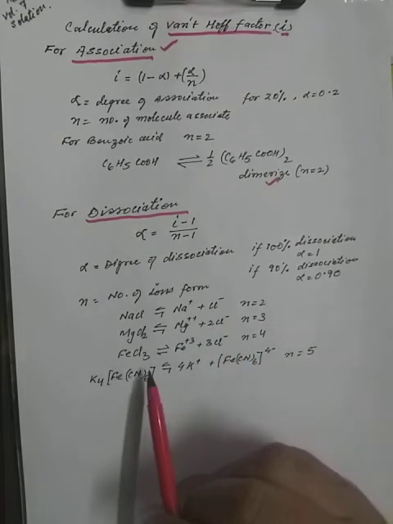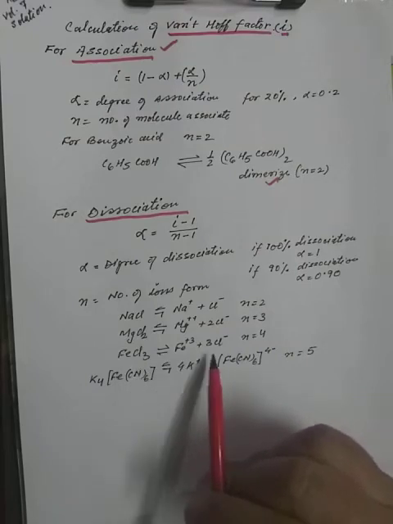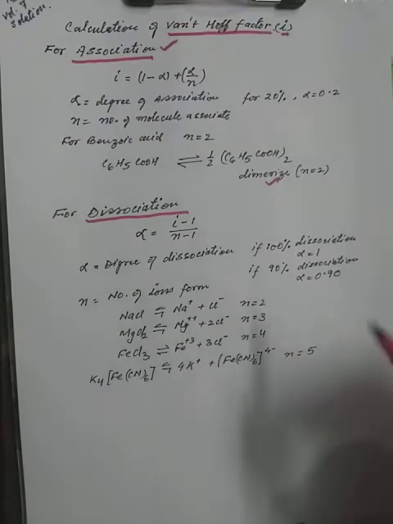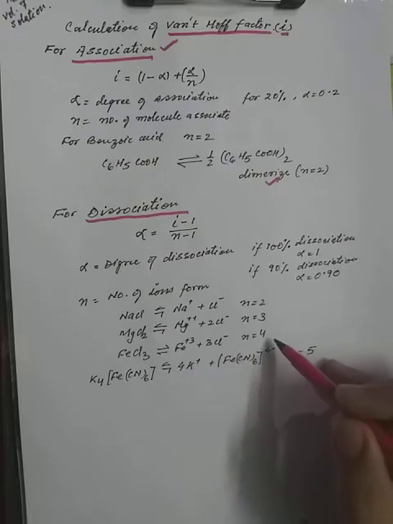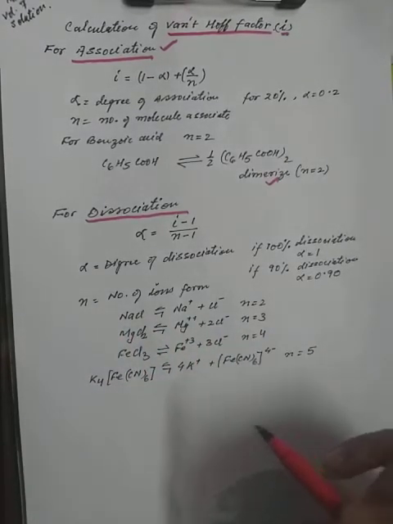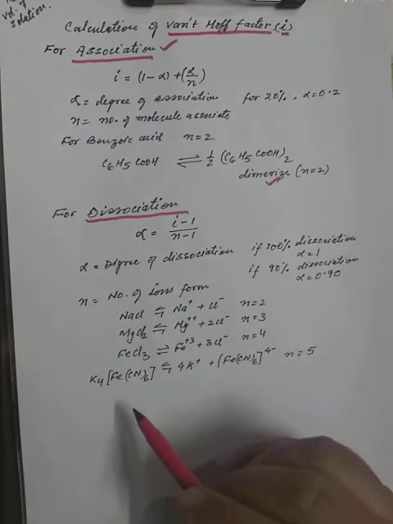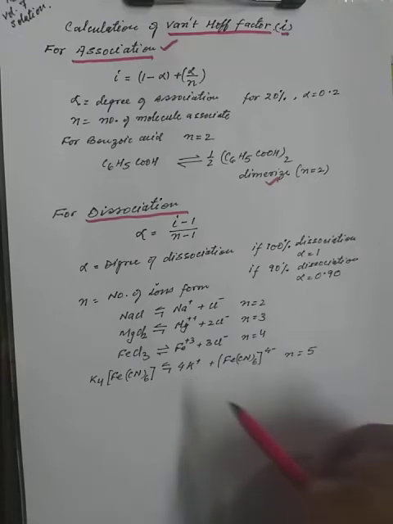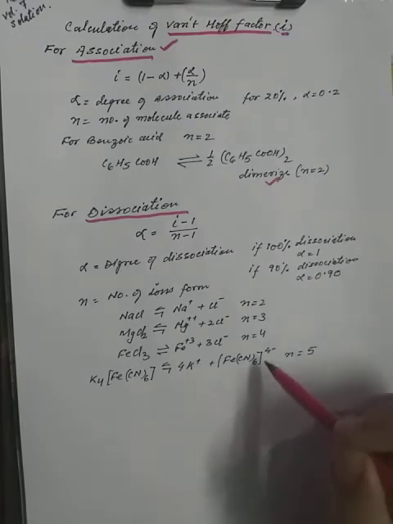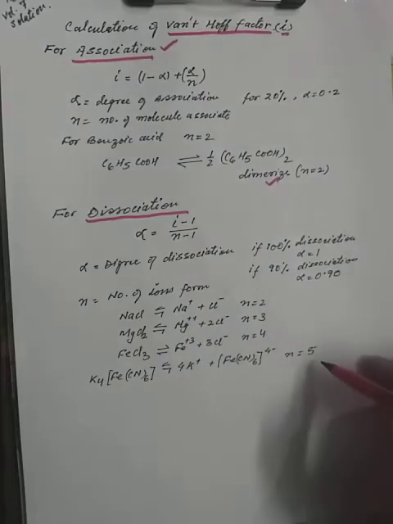In case of ferric chloride, 3 chloride ions and 1 ferric ion will form, so the total number of ions will be 4. The value of n will be 4 here. In case of potassium ferrocyanide, 4 potassium ions and 1 ferrocyanide ion are formed. The total 5 ions are formed, so the value of n will be 5.